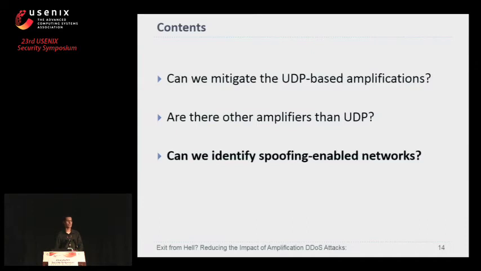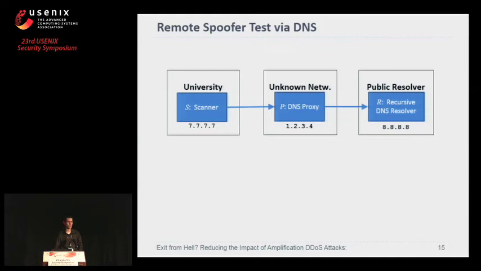So what you really want is a method that can identify IP spoofing networks from remote. And we luckily came up with an idea that was originally presented by Jared Mauch in an old mailing list post, but was then lost. So we recapped this idea, and it's based on DNS. The basic idea is that there are many open DNS resolvers which act as proxies, and they have a really awkward artifact in forwarding requests to public resolvers.